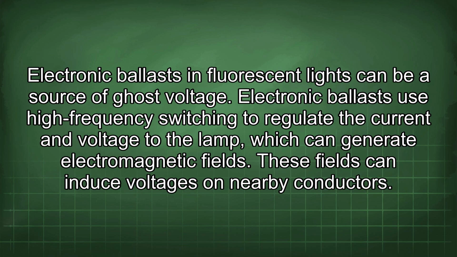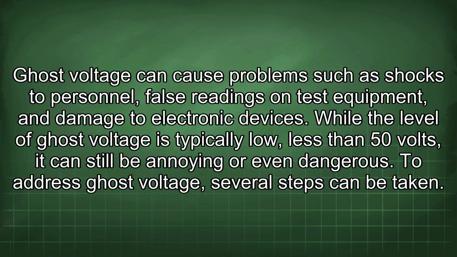Electronic ballasts use high-frequency switching to regulate the current and voltage to the lamp, which can generate electromagnetic fields. These fields can induce voltages on nearby conductors. Ghost voltage can cause problems such as shocks to personnel, false readings on test equipment, and damage to electronic devices. While the level of ghost voltage is typically low, less than 50 volts, it can still be annoying or even dangerous. To address ghost voltage, several steps can be taken.